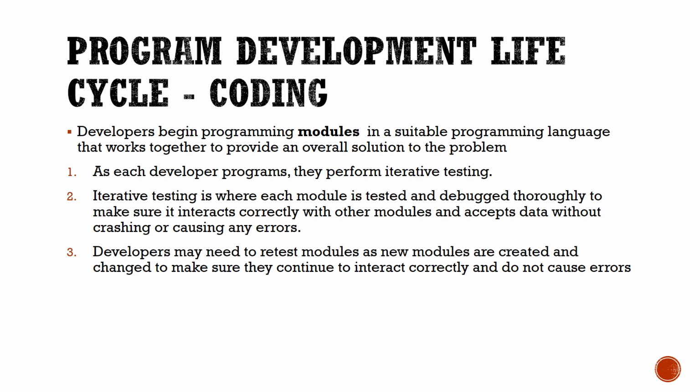The next phase of the programming development lifecycle is coding. Developers begin programming modules in a suitable programming language that work together to provide an overall solution to the problem. As each developer programs, they perform iterative testing. Iterative testing means each module is tested and debugged thoroughly to make sure it interacts correctly with other modules and accepts data without crashing or causing any error. Developers may need to retest modules as new modules are created and changed, to make sure they continue to work, interact correctly, and do not cause errors.